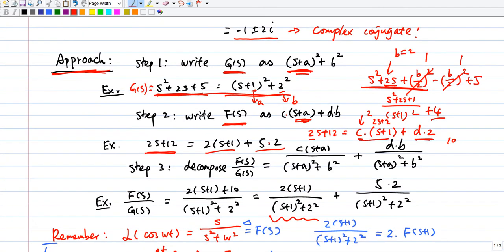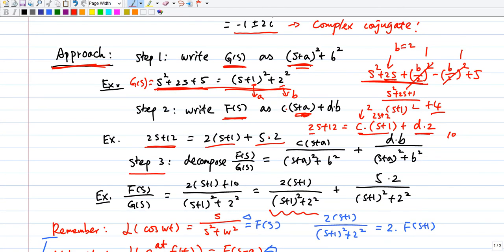This is step 2. Step 3 is to decompose F(s) divided by G(s) as c times (s + a) divided by ((s + a) squared + b squared) plus d times b divided by ((s + a) squared + b squared). You can see the denominator is the same, so you just split these two terms as c times (s + a) and d times b. That's it.